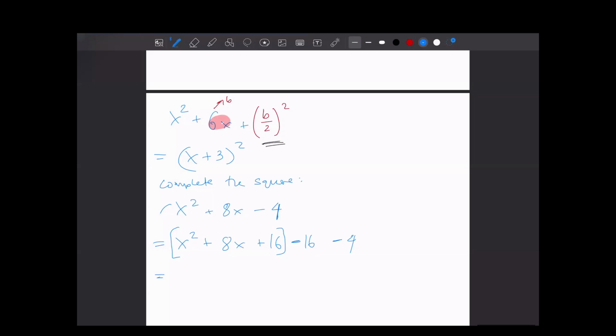4 and 4. Very good. So x plus 4 squared. And then we collect these terms at the end. So -16 minus 4 gives -20. Oh, okay. And now we're where we want. So this is the general technique.